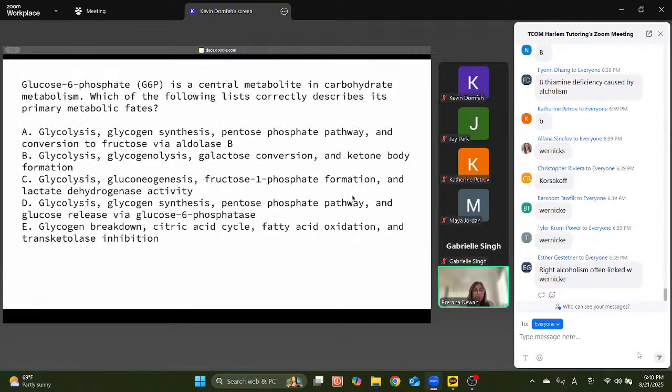All right, so last question I think for this section. Glucose 6-phosphate is a central metabolite in carbohydrate metabolism. Which of the following lists correctly describes its primary metabolic fates?